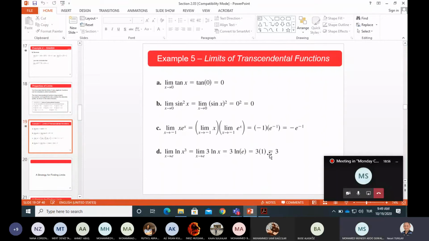So this is equal to 3. So this is 3 times ln x, and 3 times ln e, and 3 times 1. The answer is 3. Okay, my friends.